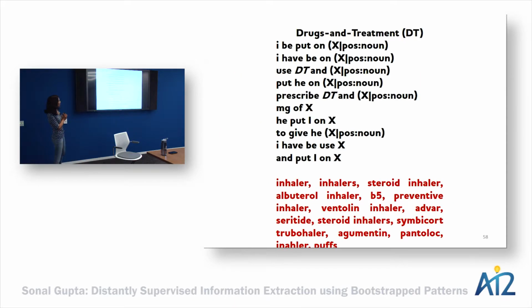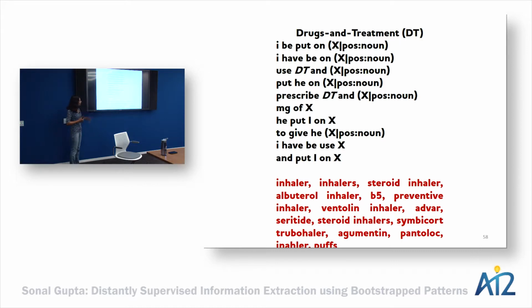So here is the output of the system, top few patterns and few entities from the asthma forum. On the top are the patterns, on the bottom are the entities. One of the top patterns is, these are the lemmas of the words, I, be, put on. So this would match like I am put on X, where the restriction is that the part of speech tag is a noun. Another one is the third one, which is use DT. This word is basically anything that matches drug and treatment, the existing entities we know. So it would match something like use ibuprofen and other drugs that you want to extract.